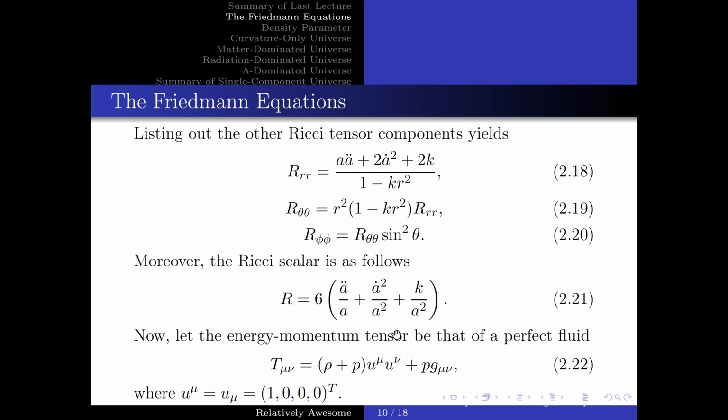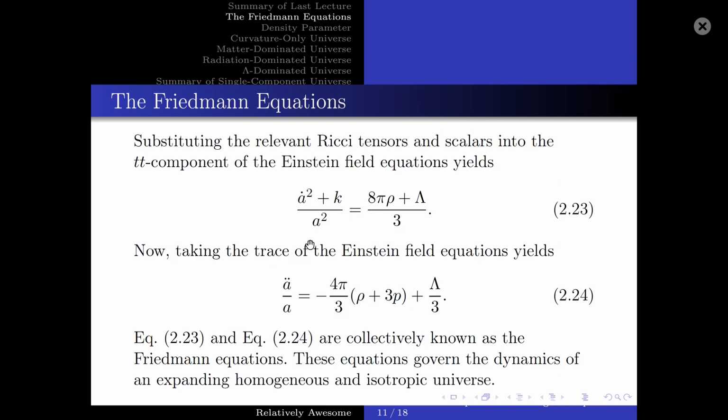Now, let the energy momentum tensor be that of a perfect fluid, where P is the pressure, rho is the energy density, and U is the four-velocity, which is defined in the following manner. Now, substituting the relevant Ricci tensors and scalars into the tt component of the Einstein field equation yields the following. Now, taking the trace of the Einstein field equation yields this, and thus equation 2.23 and 2.24 are collectively known as the Friedmann equations. These equations govern the dynamics of an expanding, homogeneous, and isotropic universe.